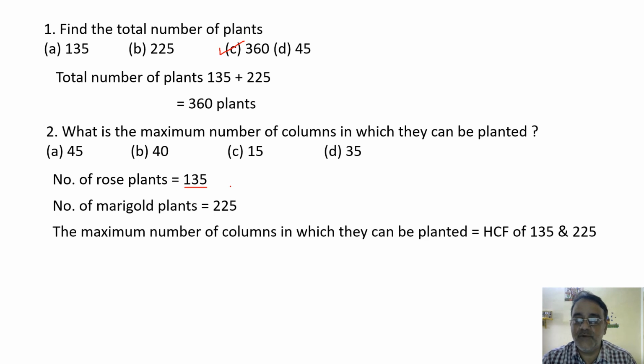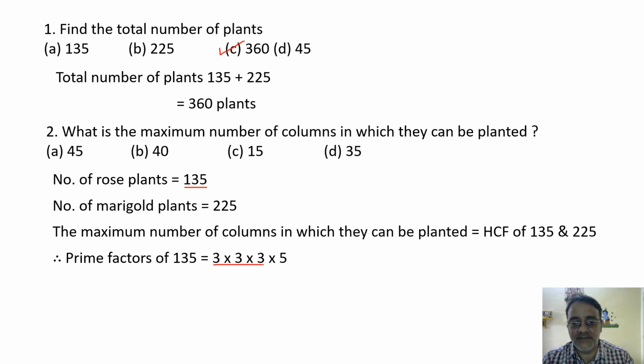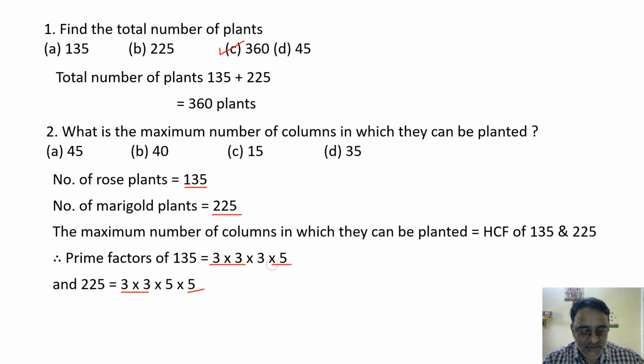Prime factorization of 135: 135 is 27 into 5, that is 3 to the power 3 into 5, or 3 into 3 into 3 into 5. 225 is 25 into 9, so 3 into 3 into 5 into 5. Now for the HCF, we take only the common factors. 3 is common, and one more 3, and 5 is also common. So the HCF is 3 into 3 into 5, that is 9 into 5, which is 45. The correct option is A. Now we are moving toward the next question.